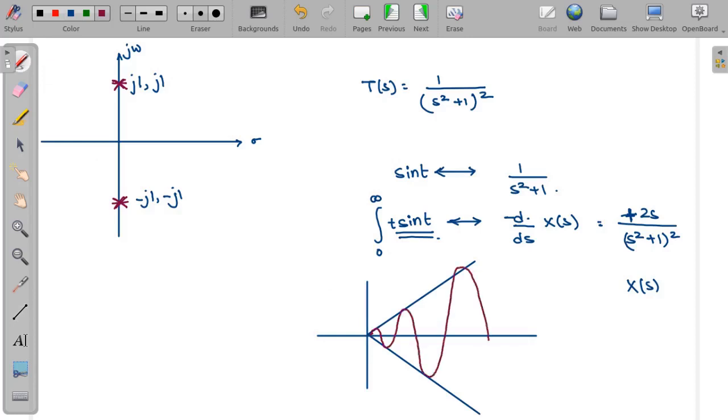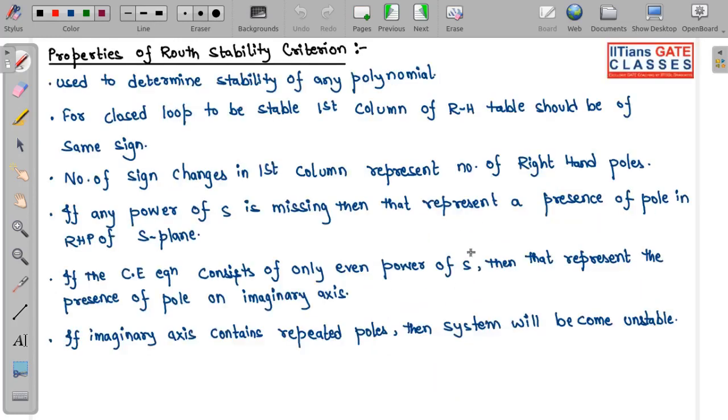And if you see one thing, if you integrate this, it will be equal to infinity. Why? Because whatever is the area above this axis, oh sorry, this is your time axis, now because this is t sine t, there is a difference in your area. So this will not be a finite number, this will go to infinity. So over here you can see, if your impulse response has infinite area, that means that is an unstable system. So if the imaginary axis contains a repeated pole, then the system will become unstable.